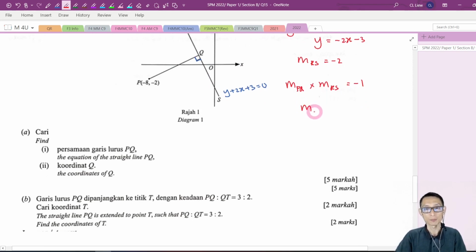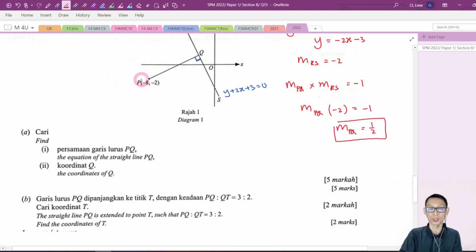Okay, now gradient of PQ I don't know. Gradient of RS is equal to -2, and when you multiply together, you will get -1. So gradient of PQ is equal to 1 over 2. Now we have the gradient. We have the full coordinates of one point which lies on the straight line that we want to find the equation for. Then it will be very easy to get the equation of PQ.